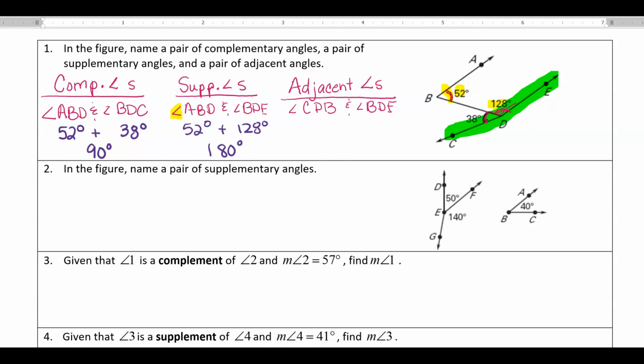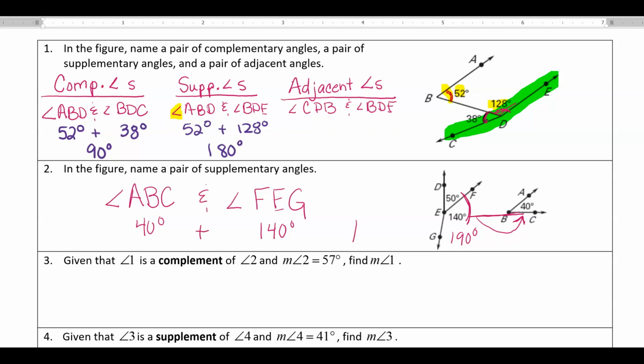Now in number 2, it says name a pair of supplementary angles. Well, I automatically go and I try to get these two together, but that's going to give me 190 degrees if I add them. So that's not correct. But if I look over here, I see the 40, and the 40 will pair with the 140. Therefore, I can say angle ABC, which is 40 degrees, and angle FEG. So again, this one is 40 degrees, this one is 140 degrees. If I add those up, I get 180 degrees, which is the definition of supplementary.